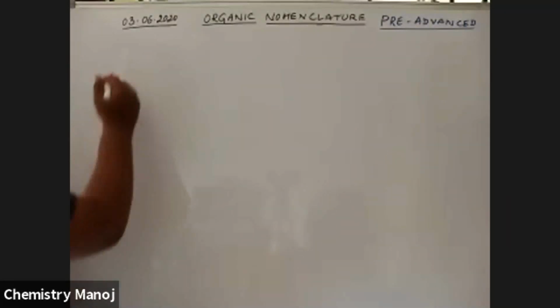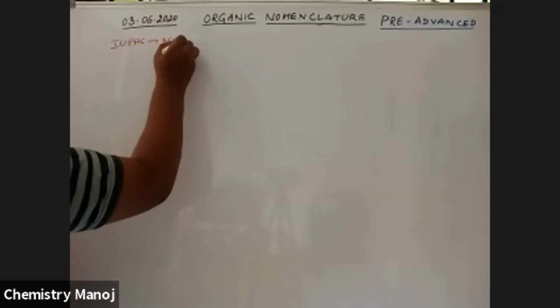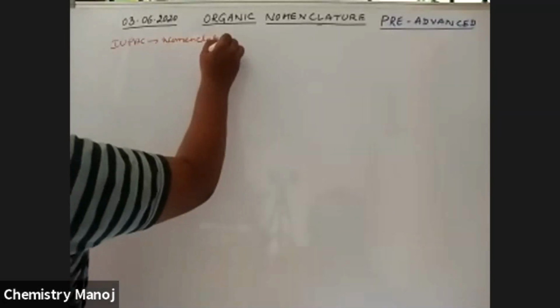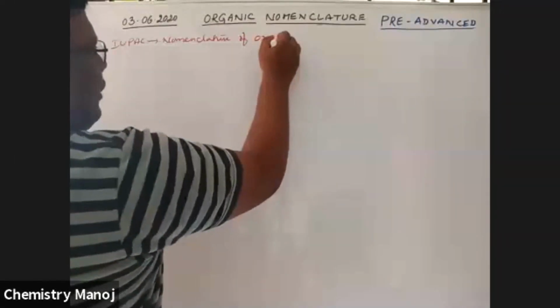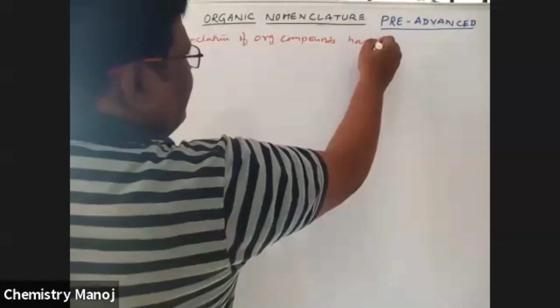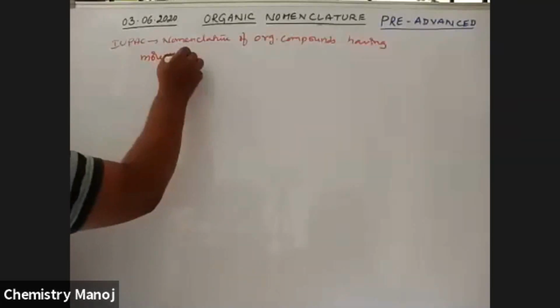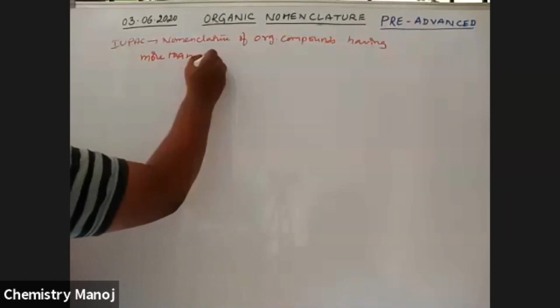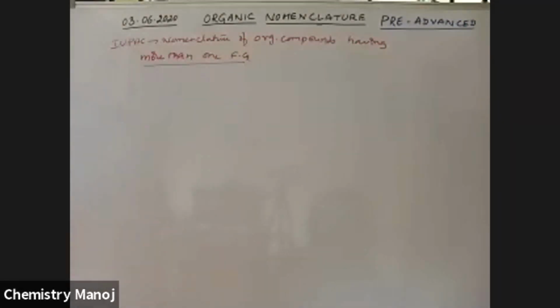So our target is IUPAC nomenclature of organic compounds having more than one functional group. And in IUPAC, how do we write more than one functional group?